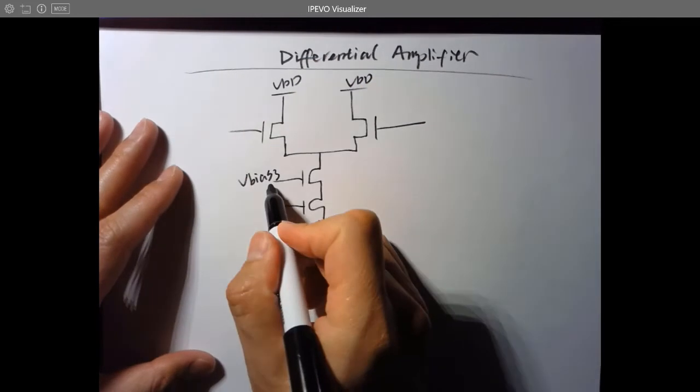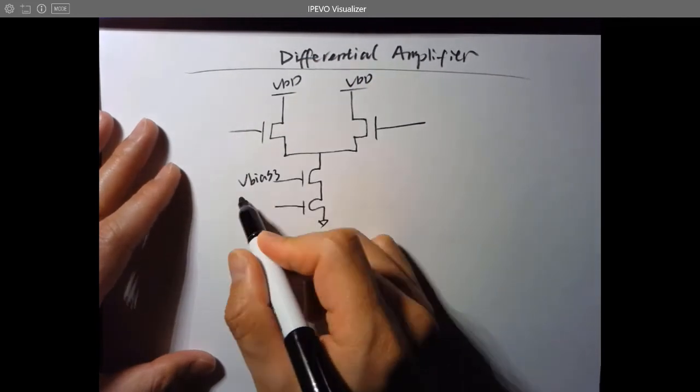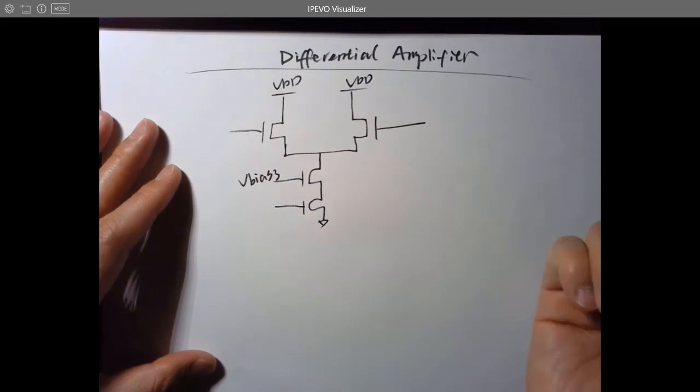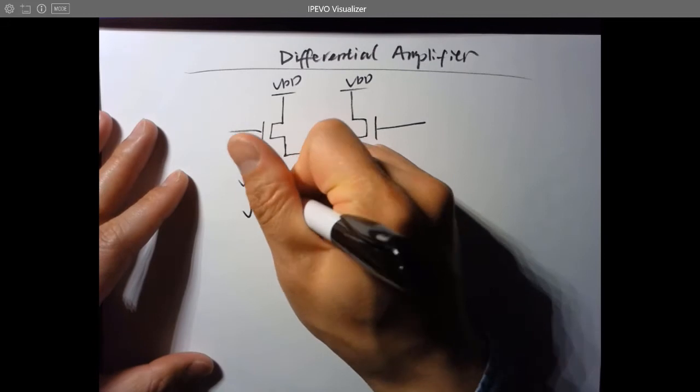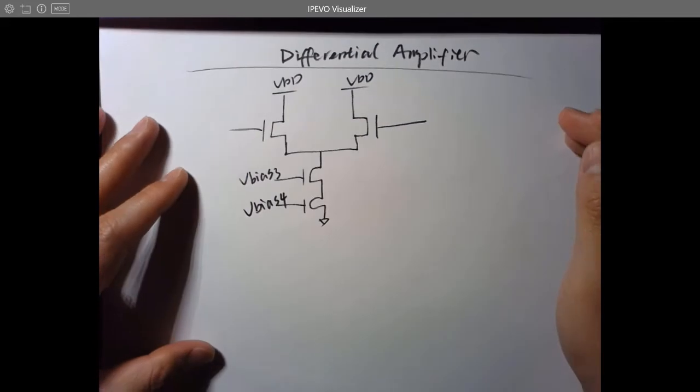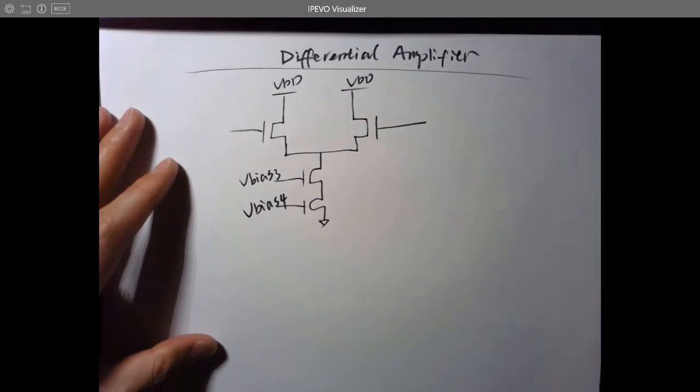This is being consistent with whatever is in the CMOS textbook. Okay, so this is V bias 3. This is V bias 4. If you want to see why, just go back to the CMOS textbook. It doesn't matter, it's just the voltage.